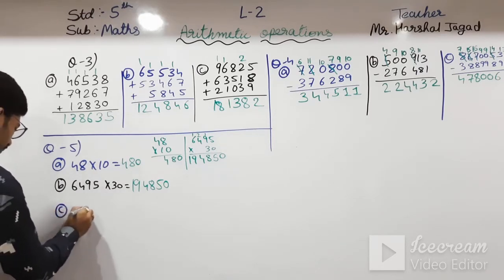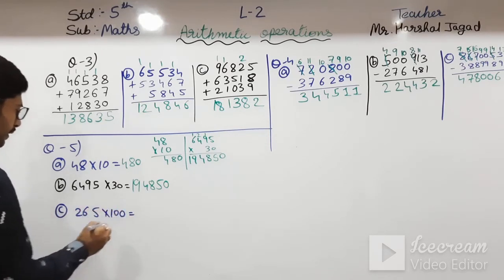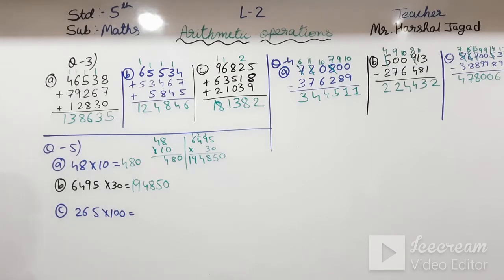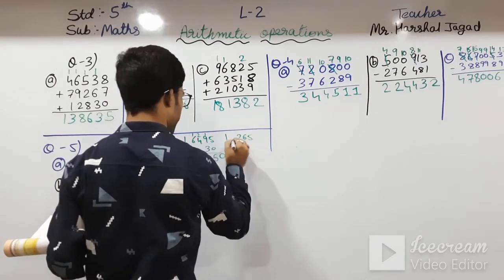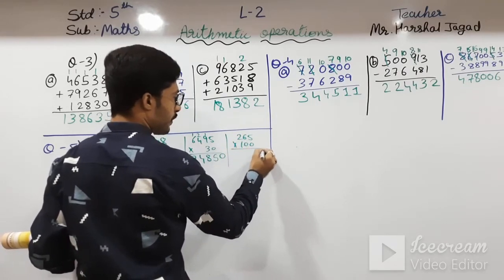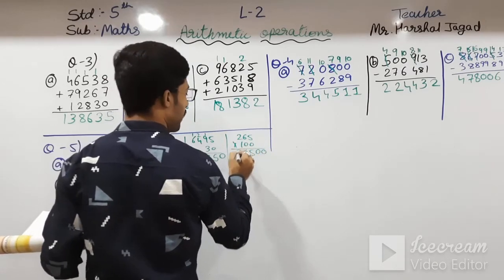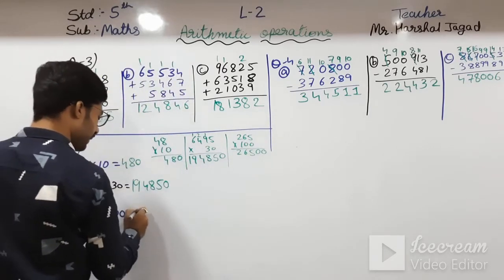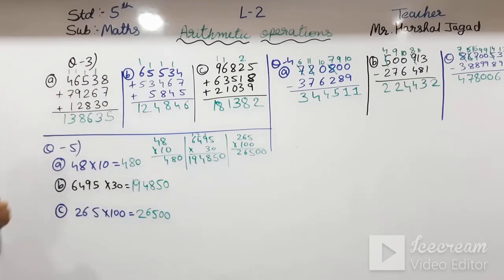That is 265 into 100. 265 into 100. So how will we solve this? So for doing that, 265 into 100. Here there are 2 zeros, so we will put 2 zeros. 5 ones are 5, 6 ones are 6, 2 ones are 2. So this is your answer, 26500. Okay, and the last one, that is D.